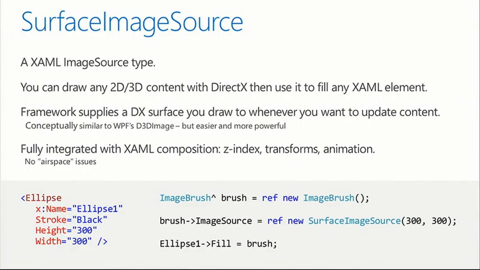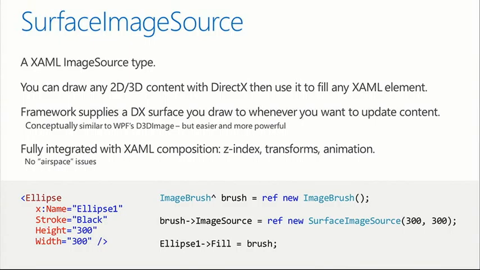So you can see at the bottom here, there's just a quick example of how this might work at a very high level. So you can actually define your ellipse type in XAML markup. You can see here I've named it ellipse1, which will create an instance of ellipse and name it ellipse1. I've applied like a black stroke to it, so it'll draw a black outline around it, and then I've given it a height and width.